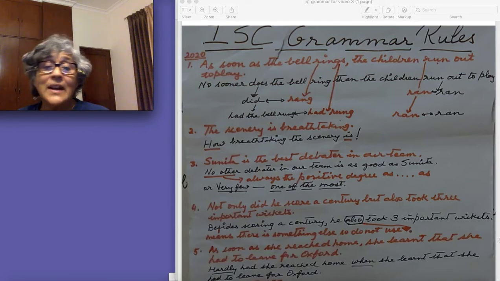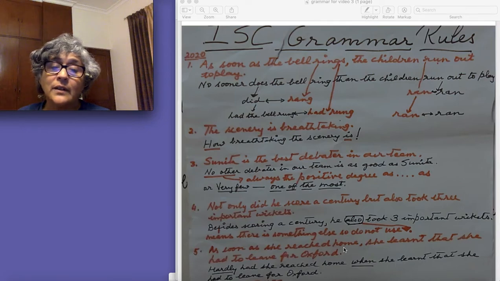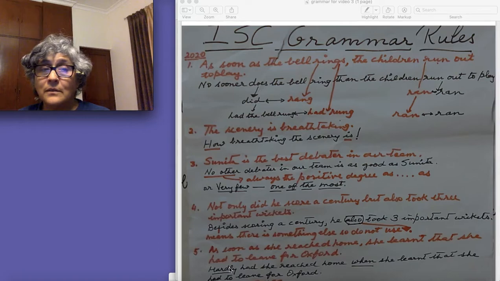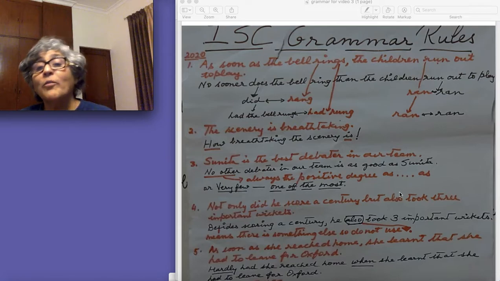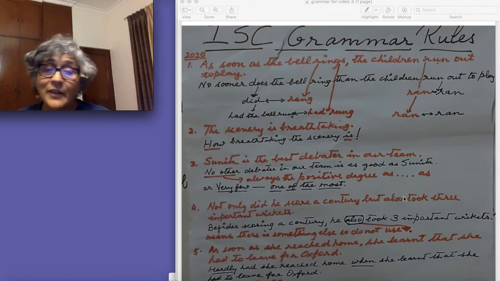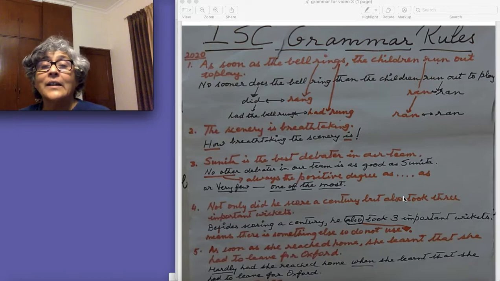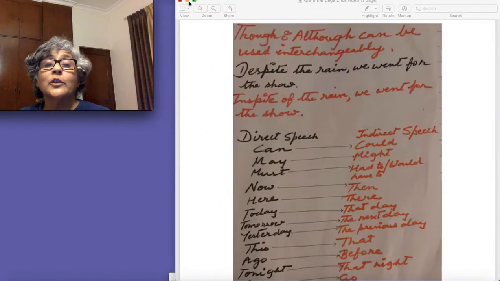Next, frequently comes, as soon as she reached home, she learnt that she had to leave for Oxford. Begin with hardly. With hardly, what do you have? When. Hardly had she reached home when she learned that she had to leave for Oxford. So with hardly, you have when. With no sooner, you have than. With besides, you just have a comma, you don't use also. Not only, you have but also. Right? Got it? Alright.